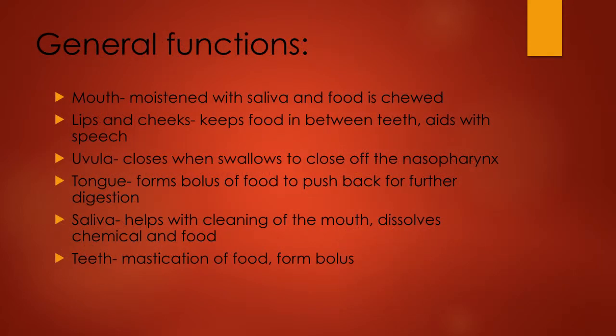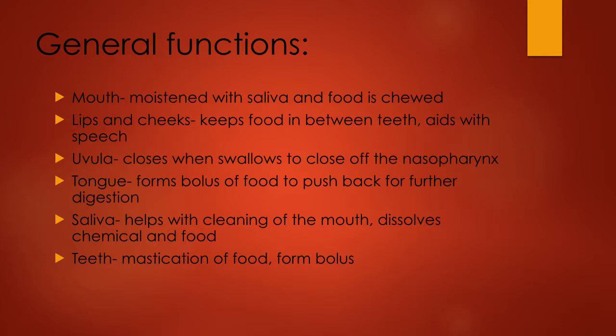The digestive system has many general functions. The mouth moistens food with saliva and the food is chewed. Lips keep food in between the teeth. Cheeks help with speech. The uvula closes when swallowing to close off the nasopharynx. The tongue forms a bolus of food to push back for further digestion.